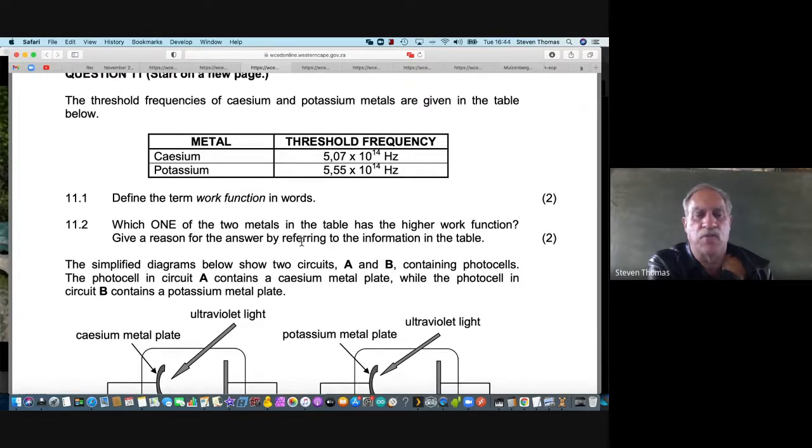Give a reason for the answer by referring to the information on the table. So we will say potassium has a higher threshold frequency, therefore it has a higher work function.